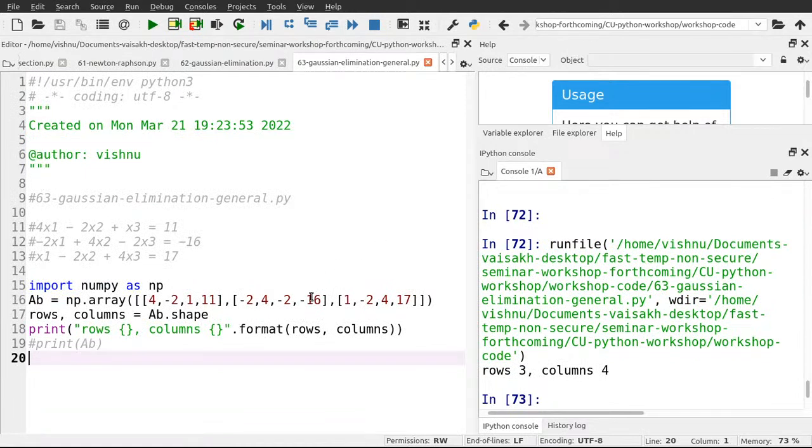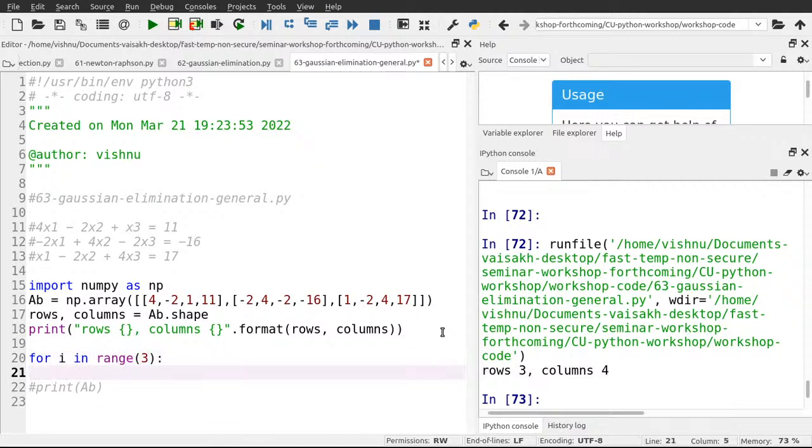So 3 rows and 4 columns are there. So we need to probably repeat this modifying row. We have 3 rows to modify. Therefore, we need to iterate whatever code we have written 3 times. Okay, so for r or i in range 3, this is what we are going to try to do.